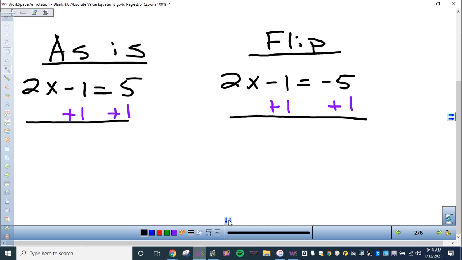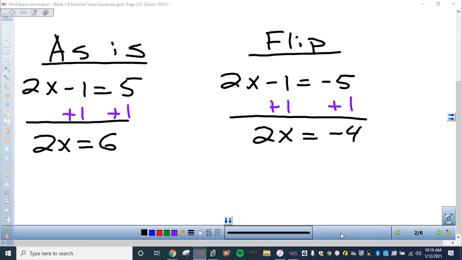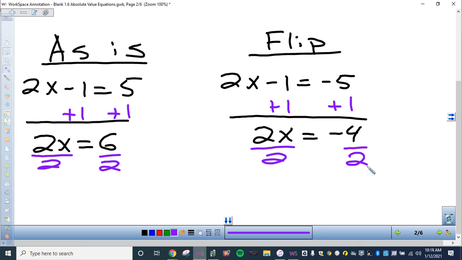Okay? So when we add 1 to both sides, we have 2x equals 6. When we add 1 to the right equation, we have 2x equals negative 4. Last step on both equations is to divide by 2. So both of these equations right below where I wrote as is and flip are 2-step linear equations. You can see the 2 steps by the purple stuff I wrote down. Those are the 2 steps.